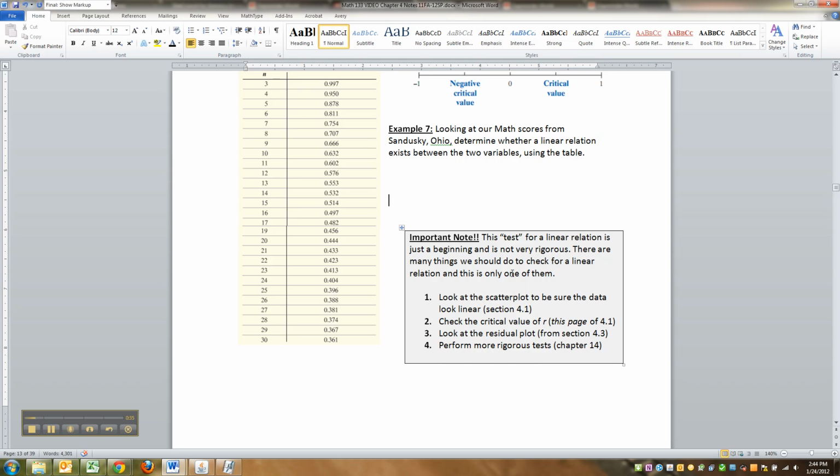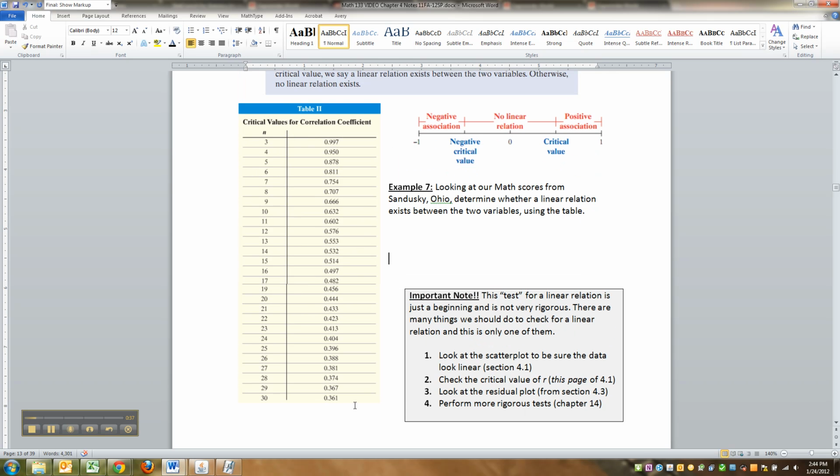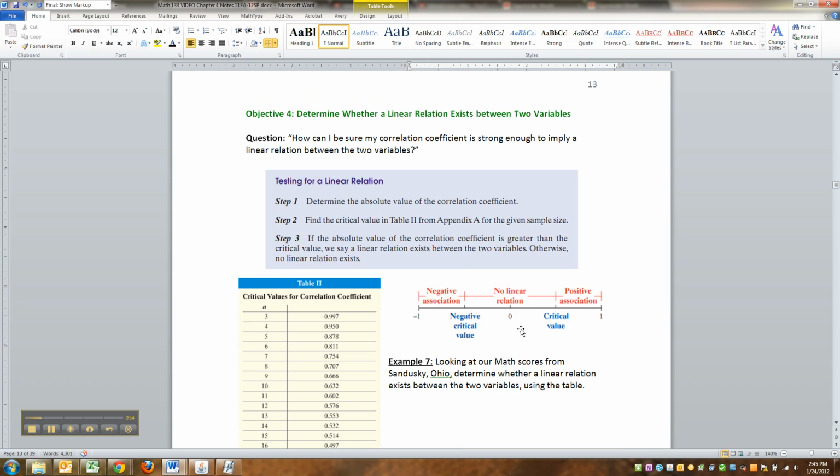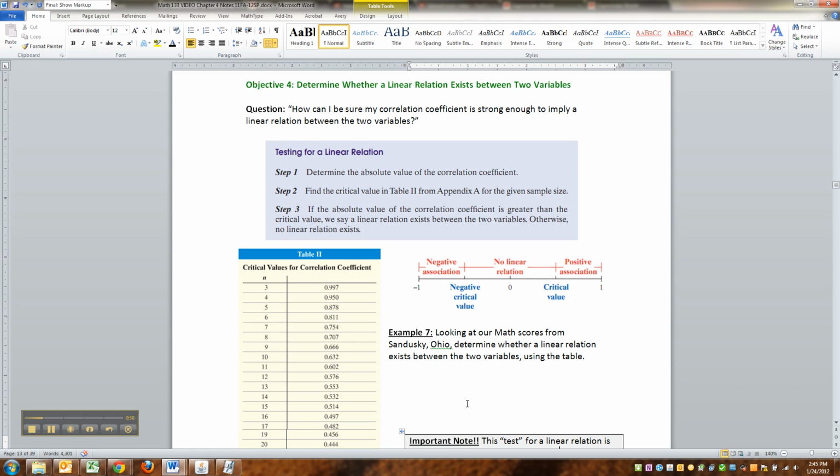So what we're going to do here is look at the critical values for correlation coefficient and gauge whether our value is strong enough. This is only one test for a linear relation. There are others, and the one that we're about to do isn't the best, but it's all we're going to have for the current moment. So if you look at our math scores, how do we determine whether that's strong enough?